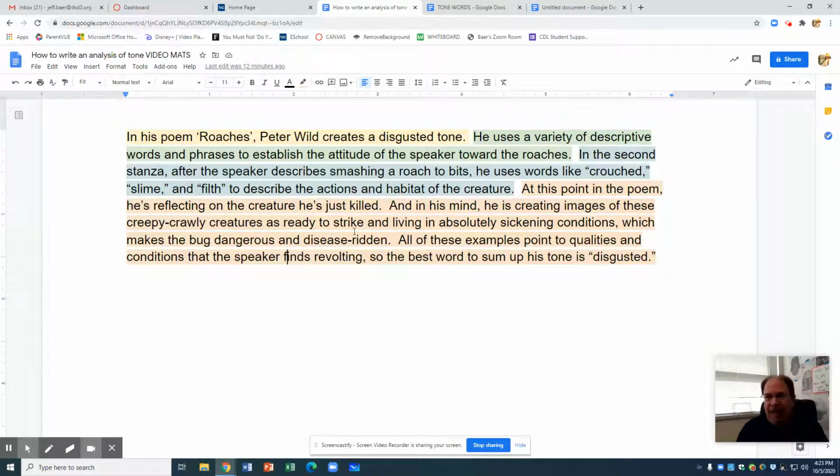That implies a disgusted kind of a tone just in and of itself. Sickening conditions, sickening, disgusted, same thing. So you can see that by using specific explanation structures, I can actually emphasize that I'm connecting my point. Okay, so here's my evidence: crouched, slime, and filth. And here's the way that I describe how crouched, slime, and filth lead us to that disgusted tone.